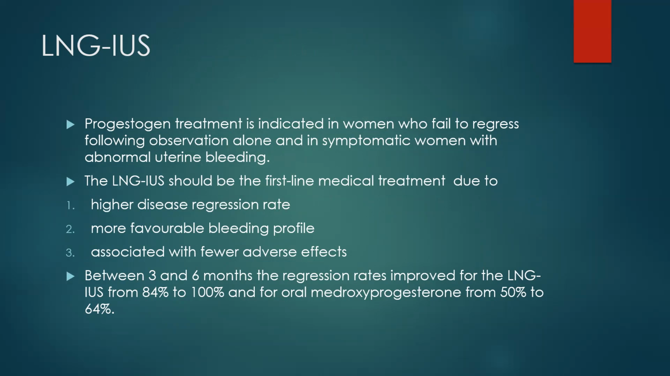So this is also a question in the MRCOG part 2 that they asked: what is the first line management? In endometrial hyperplasia without atypia, first line is LNG-IUS. And in endometrial hyperplasia with atypia, first management is hysterectomy. Between 3 and 6 months, the regression rates improved for LNG-IUS from 84% to 100%, and for oral medroxyprogesterone from 50% to 64%.